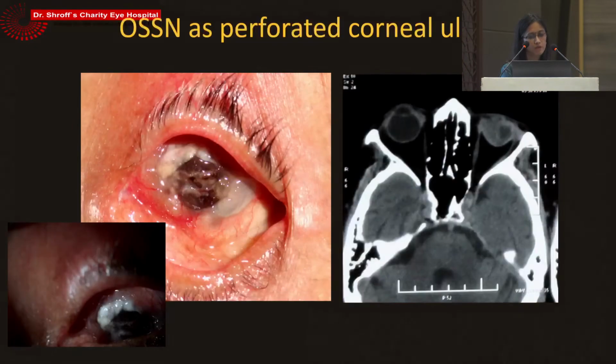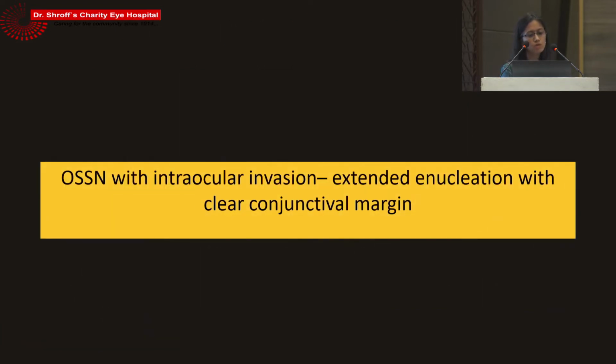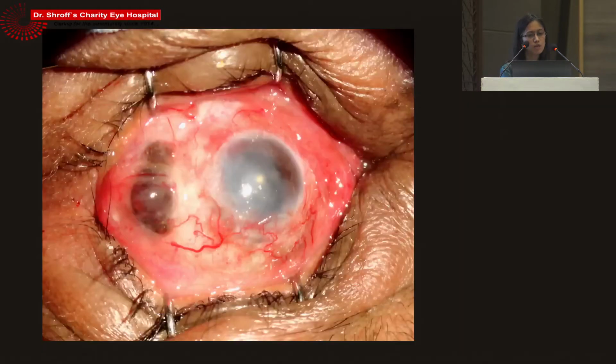Another patient was referred as a perforated corneal ulcer for evisceration, but if we see carefully, this is the residual area where there is keratin plaque, and this was probably the tumor involving the whole cornea and causing a corneal melt. So these situations where there is an intraocular invasion have to go for an extended enucleation, which is a little more than what we do normally, with a clear conjunctival margin.